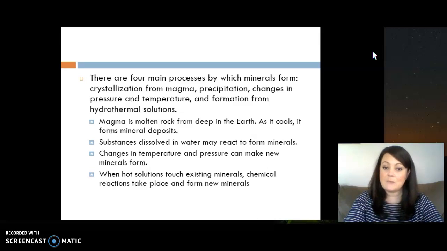Magma is molten rock from deep inside the earth. As it cools, it forms mineral deposits. Substances dissolved in water may react to form minerals. That is what a precipitate is. Changes in temperature and pressure can make a new mineral form, such as diamonds forming deep within the earth due to high pressure and temperature. When hot solutions touch existing minerals, chemical changes can also take place and form new minerals.